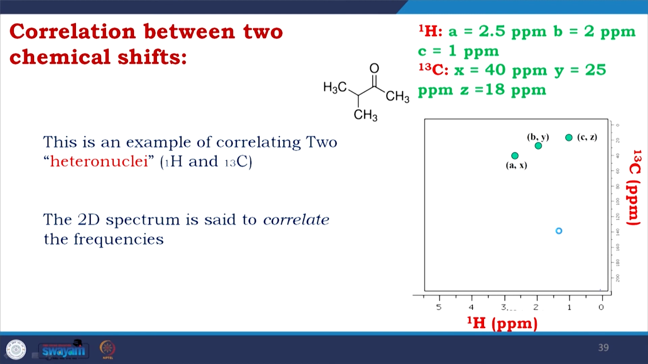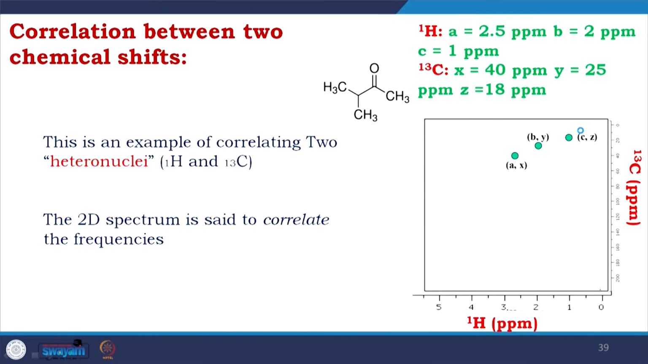The 2D spectrum is said to correlate the frequency, and you get 3 points where A is with X, B with Y and C with Z. In the carbonyl carbon there is no hydrogen, so you do not get any interaction naturally. And if you see here, in one axis you put the proton, in the other axis you put the carbon.